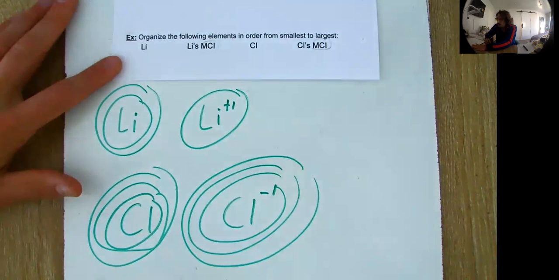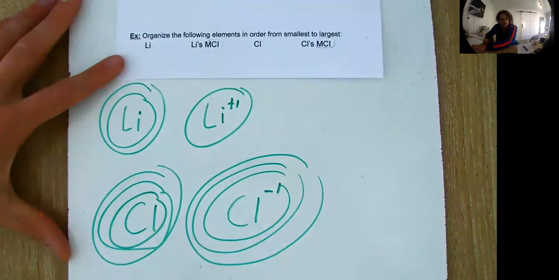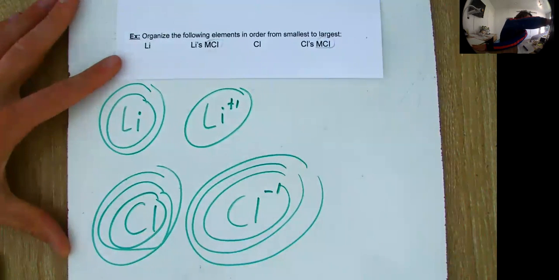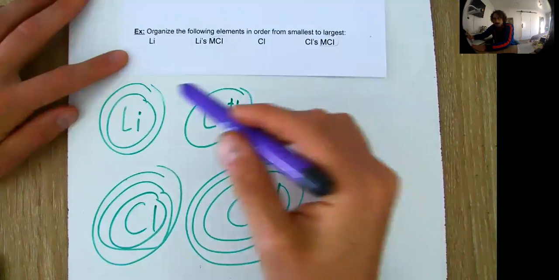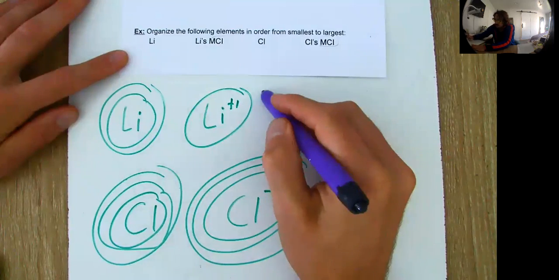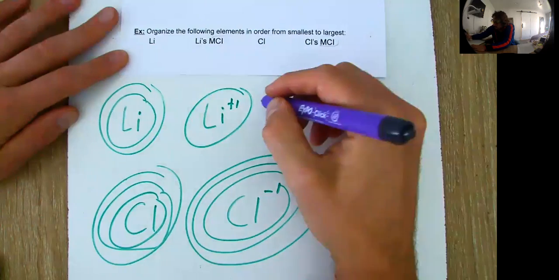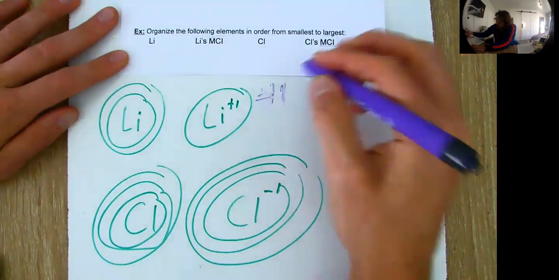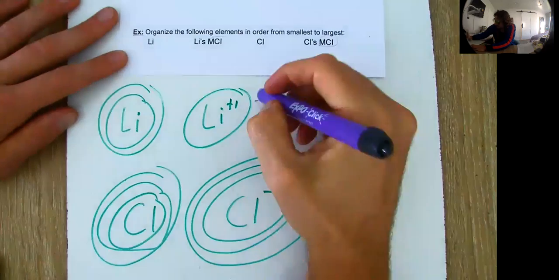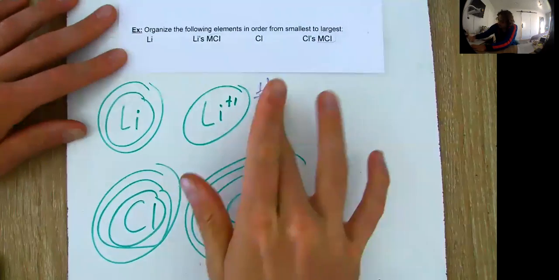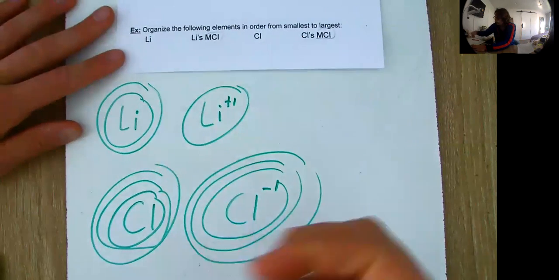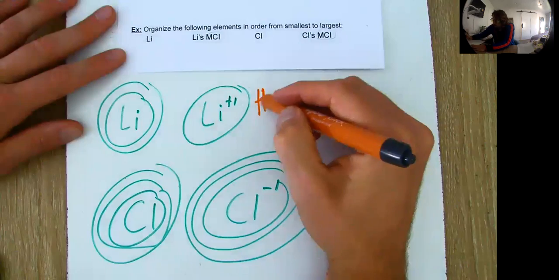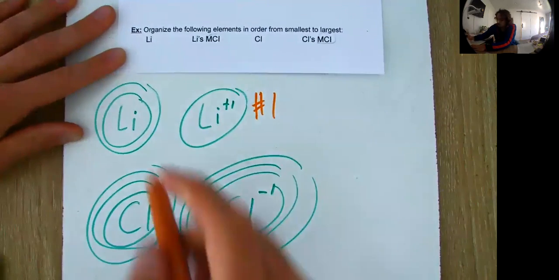So how can we tell which one is smallest and largest? Well, we can easily start by going like this. Oh, here it is. Lithium ion will be the smallest compared to lithium. So this will be number 1. Everything's going wrong today. Okay, this is number 1. This is obviously going to be number 2.